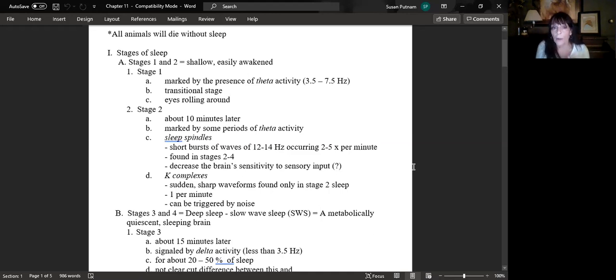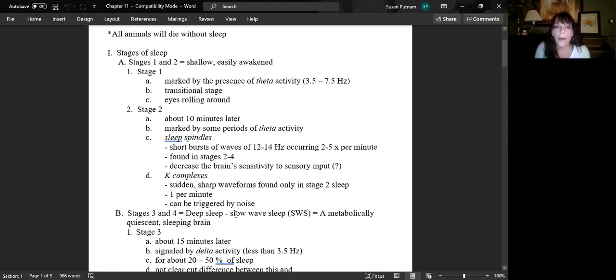Stages 3 and 4 are both included in this slow wave sleep or deep sleep phase. Basically, during this time, we have a metabolically quiescent sleeping brain. Quiescent, that's a great word. Dictionary, please. Quiescent: quiet, very calm, very quiet, and in a way, sleeping.